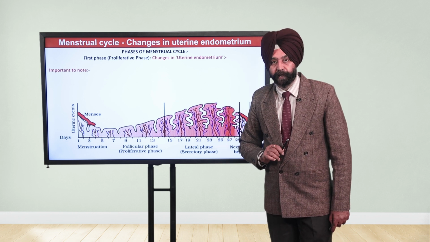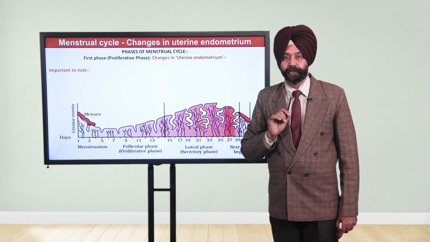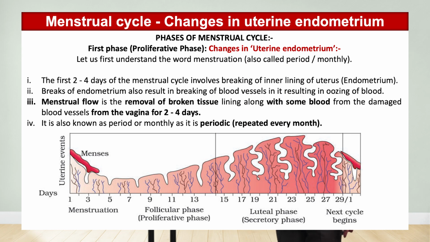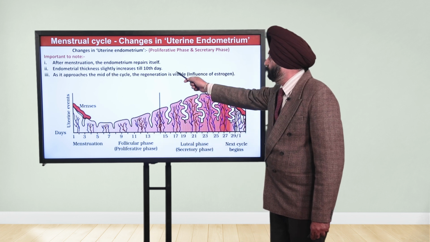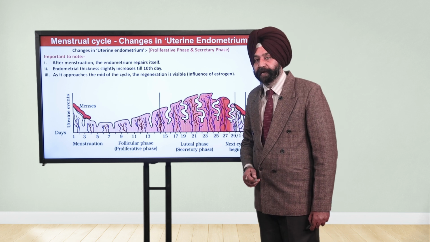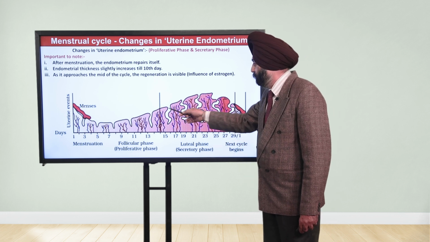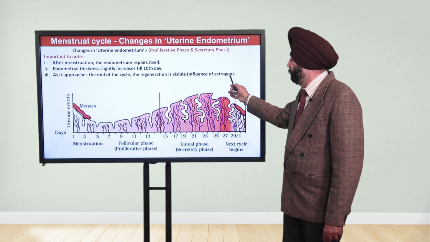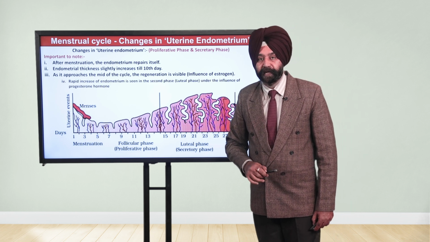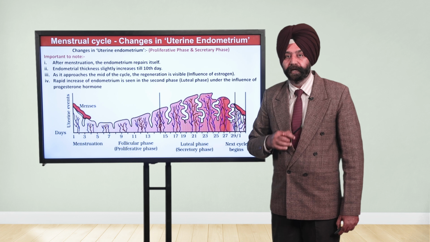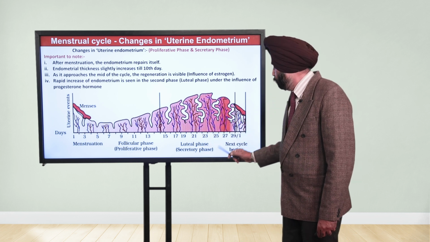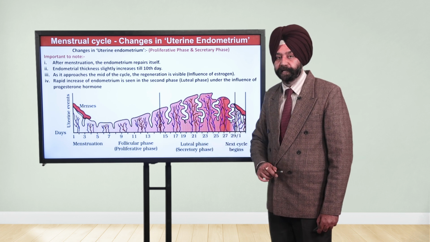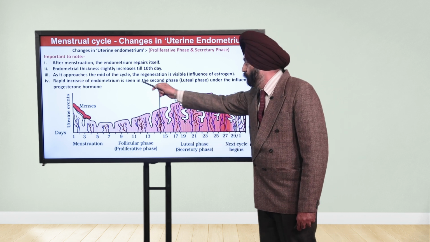Important to note here is that after menstruation, endometrium repairs itself. Endometrium thickness slightly increases till 10th of day. As it approaches the mid of the cycle, the regeneration is visible. This is under the influence of estrogen. Now, rapid increase in the endometrium is seen in the second phase of the menstrual cycle, that is also called as luteal or secretory phase. This is under the influence of progesterone.